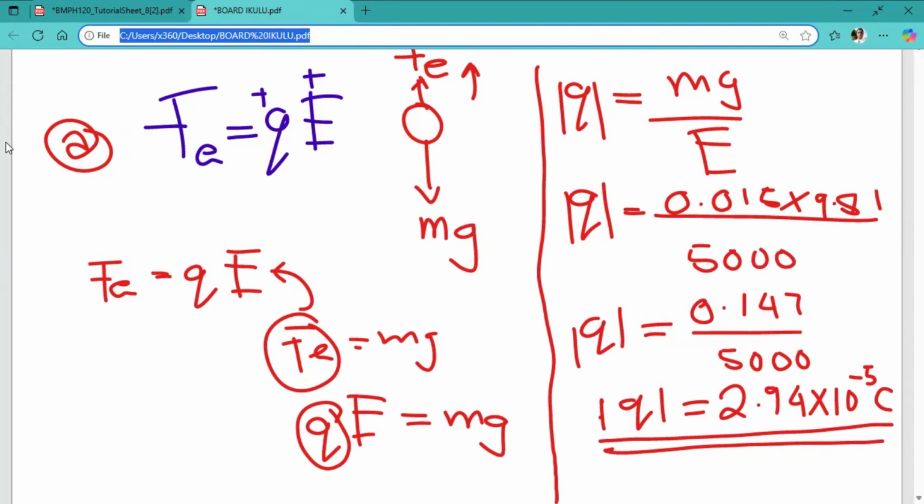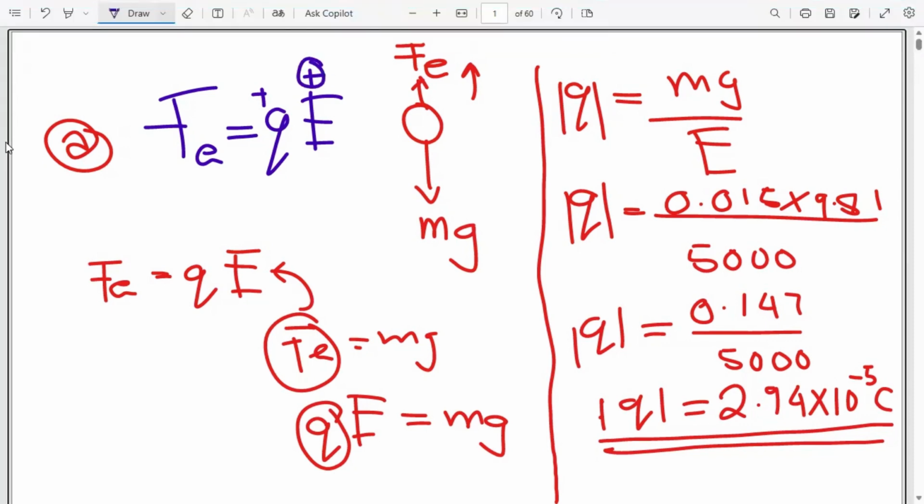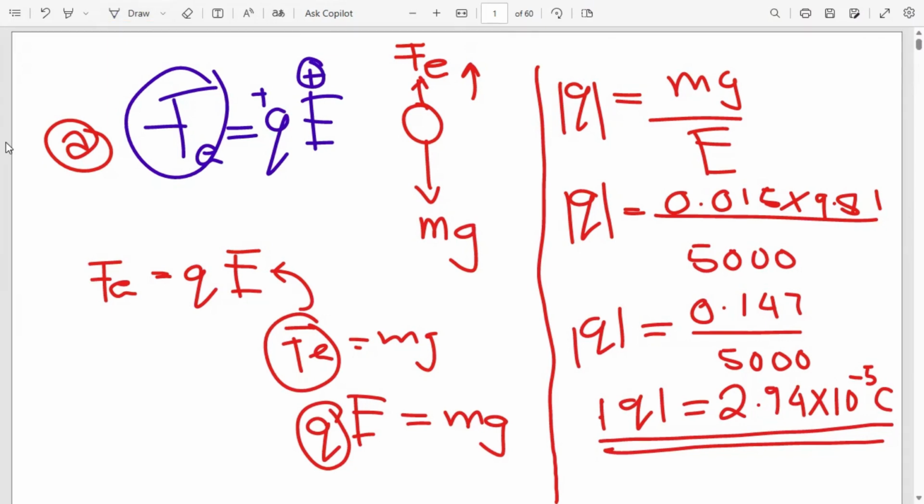Now, what about in part B, where E is negative, or E is pointing downwards? We still need Fe to be positive and point upward. What are we going to have? So using your common sense, I'm sure we've already solved that one. In this case, that means Q should be negative so that we get a positive Fe. If E is pointing down, that means Q should be negative so that we come up with a positive electric force or positive electrostatic force.